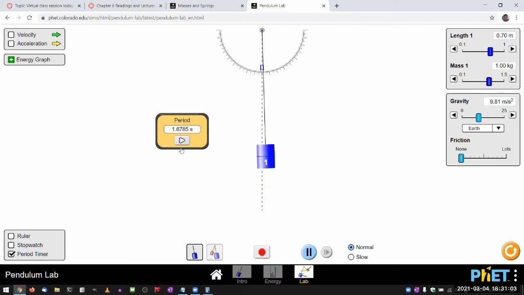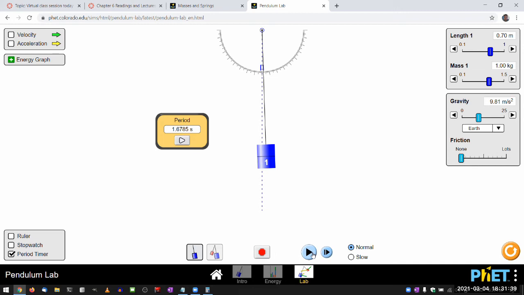Now, if I were measuring this by hand, I would have said, oh, it's just my reaction time. I can't get it exactly right every single time. But this is a period clock. It's built into the simulation. It always gets the exact same time. So this illustrates the way in which many systems in the real world behave like a simple harmonic oscillator. You can approximate them as a simple harmonic oscillator.